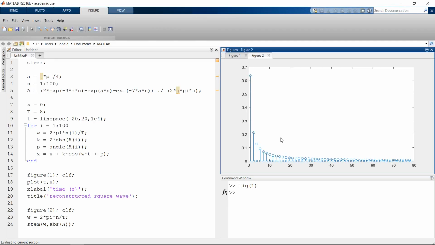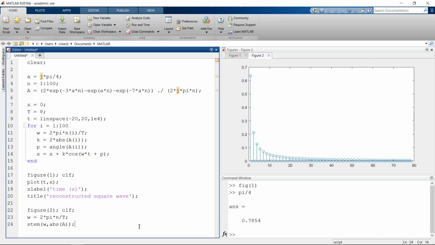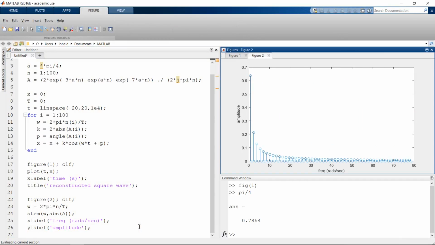So for example, if I zoom in a little bit, you should see that my first stick should be at a frequency of, what do we say the frequency should have been? Pi over 4 rads per second. And pi over 4 rads per second as a decimal is about 0.78. And so there you see, there's the 0.78. Okay, so now the frequencies are appropriate. So in order to make sure that everybody knows that, we're going to label the x-axis as frequency in rads per second. And we'll do a y label of amplitude. Okay, so now everybody knows what this plot is.